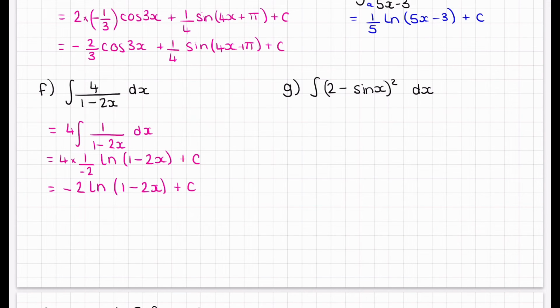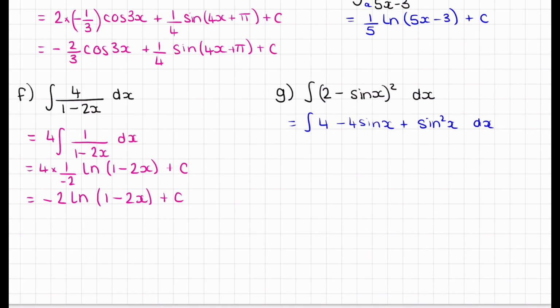G, the integral of (2 minus sine x) all squared dx. Easiest thing with this one first is to expand the brackets, which will give us 4 minus 4 sine x plus sine squared x dx, and then we can do our integral. Now sine squared x, we don't have a way of doing the integral of that, which means we need to use one of our identities to help do the integral of this. The identity for this one is a bit complicated, though it just uses the ones that we know already. I'm just going to write it down here.